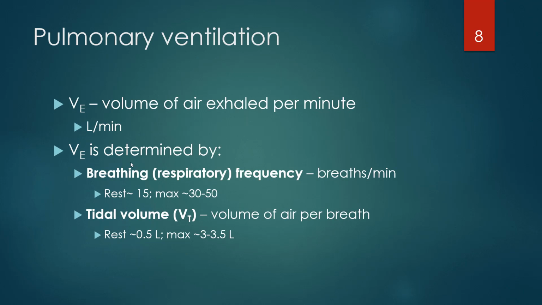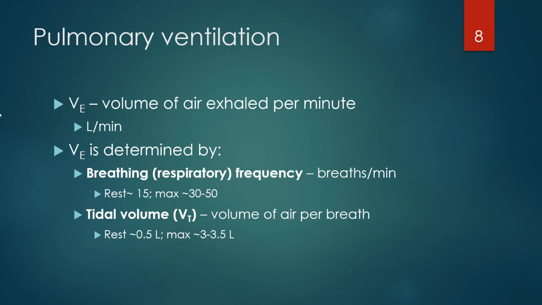All right, touching on pulmonary ventilation really quick. I'm just going to go over three variables. VE, which I commonly just call pulmonary ventilation, or minute ventilation as it's commonly referred to, is the volume of air exhaled per minute. So it's given in units of liters per minute. VE, liters per minute exhaled. It's determined by the breathing rate, or breathing frequency, which is measured in breaths per minute, and the tidal volume, which is the amount of air that is actually exhaled per breath.